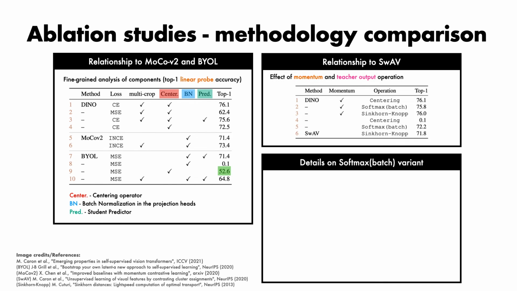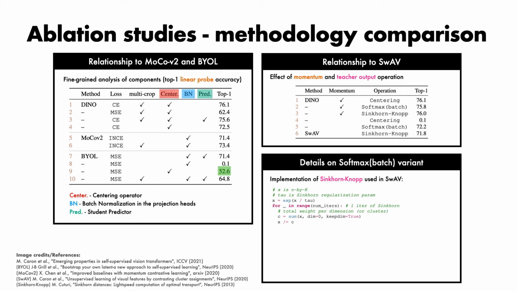To clarify what is meant by the softmax batch operation described above, we can look at the implementation of Sinkhorn-Knopp used in SwAV. Given an input x of size n by k and tau, the Sinkhorn regularization parameter, x is first divided by tau and exponentiated. Then, for each Sinkhorn iteration, we sum the mass along each feature and use it to normalize x. Then we sum the mass along each sample and use it to normalize again. When performing only a single iteration of Sinkhorn, we can simplify this code to produce the softmax variant, in which we simply apply a softmax along the batch dimension, then normalize with respect to the sample masses. As seen in the table above, this approach is competitive with the full Sinkhorn process used by SwAV.